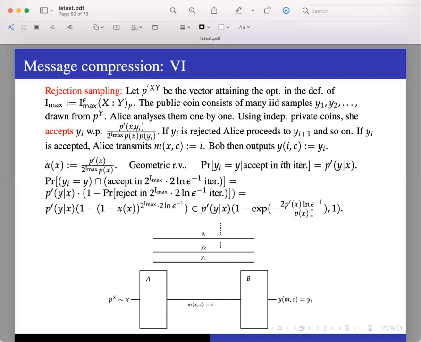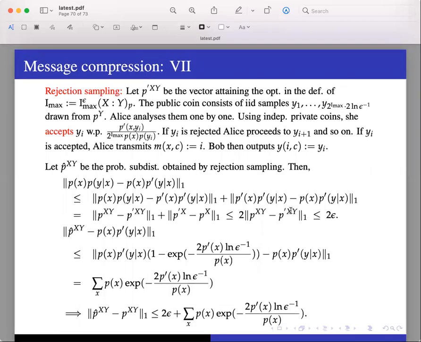Yeah, so this is something amazing. This says that I fixed x. The probability of obtaining a particular symbol y is very close to p prime y. Okay. So I mean, there are upper and lower bounds, very close to each other. So what does this get us?